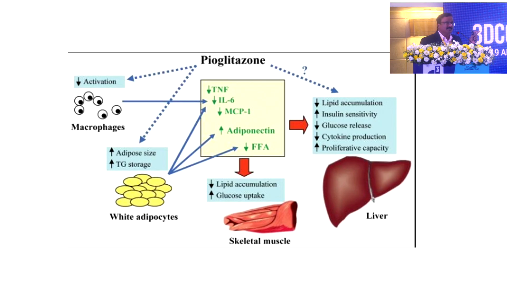With PPAR gamma activity, it has various support on anti-inflammation and lipid metabolism, favorable for the liver. You can see what happens is it has effects on inflammation. It has effects on lipid: decreased lipid accumulation, increased insulin sensitivity, decreased glucose release, decreased cytokine production, and increased proliferative capacity of the liver. So that's a good thing.